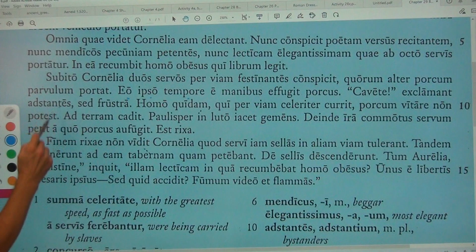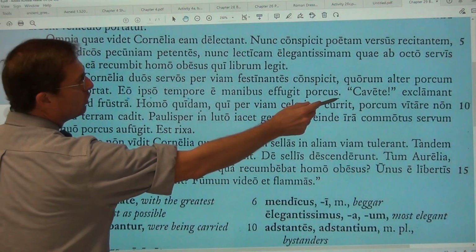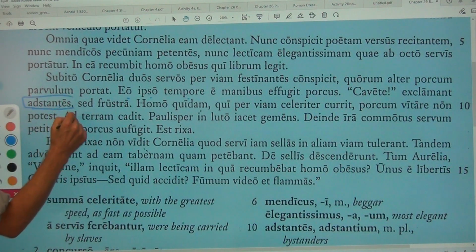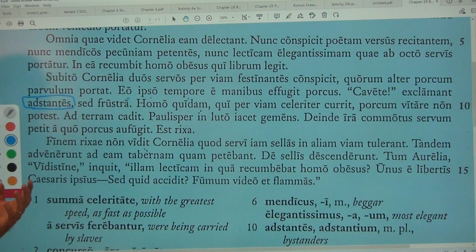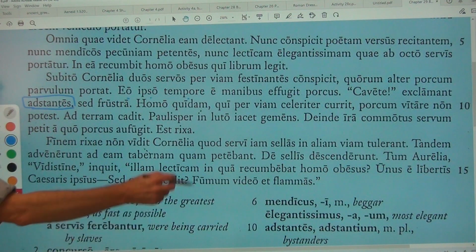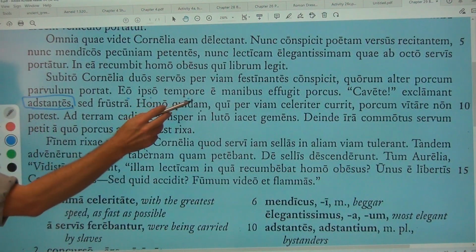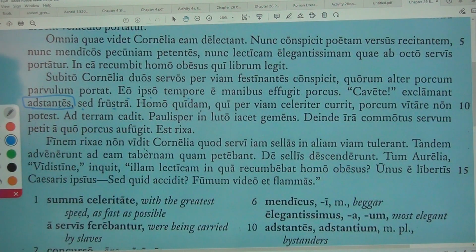Cavete, exclamant adstantes. Be careful, cavete, the adstantes. Now, what we're doing is we're taking this present active participle and we're substantizing it. We're saying the ones standing at that place, standing by. And so the ones standing at that place, or standing by, is then going to become the bystanders. But literally, it is the present active participle, which is an adjective that we then substantize to become bystanders. So immediately, or I should say, the bystanders, the ones standing by, yell out, but in vain.